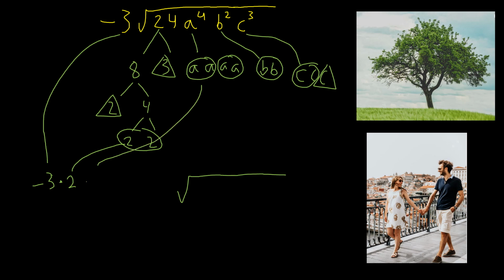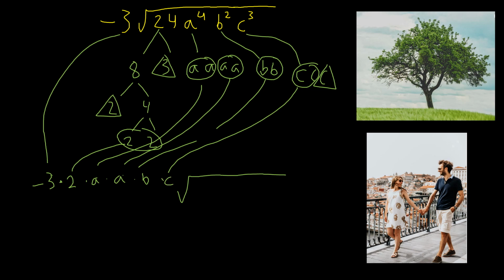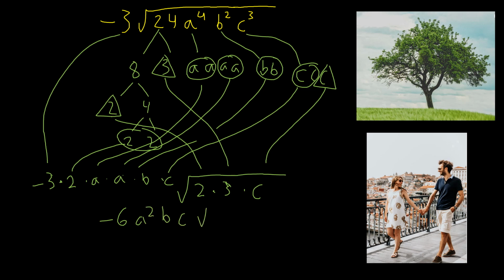See this A, see this A, see this B, and I see this C. Inside the house are the ones that are single, so it's a 2 times 3 times C. So the final answer would be -6 A squared BC square root of 6C.